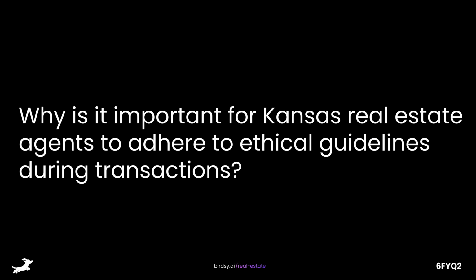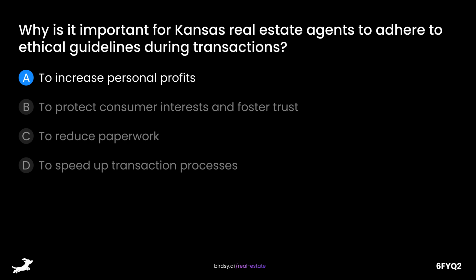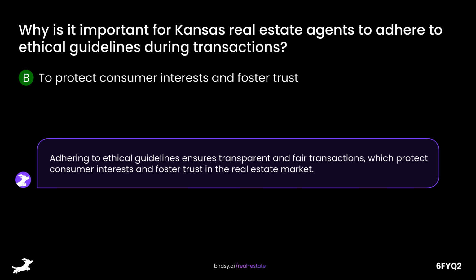Why is it important for Kansas real estate agents to adhere to ethical guidelines during transactions? Is it A, to increase personal profits, B, to protect consumer interests and foster trust, C, to reduce paperwork, or D, to speed up transaction processes? The answer is B, to protect consumer interests and foster trust. Adhering to ethical guidelines ensures transparent and fair transactions, which protect consumer interests and foster trust in the real estate market.